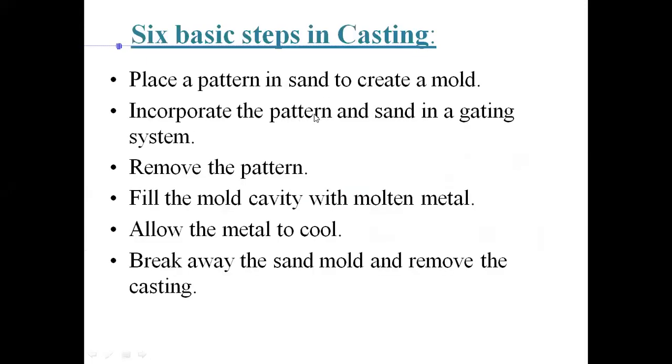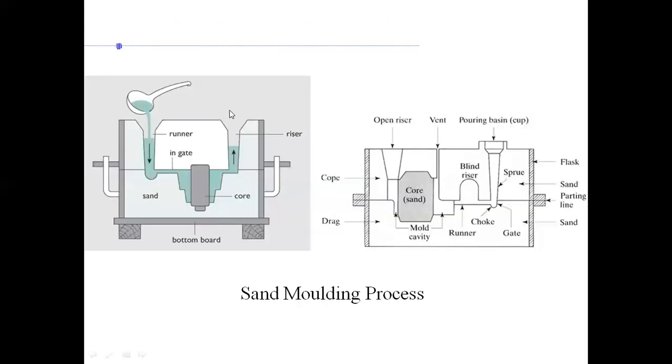So now you'll be able to understand these basic steps better once we have gone through that diagram. That mold cavity is made with the help of a pattern. The pattern is exactly the object that you want as a casting. You can call it a replica, the exact copy of the object that you want to cast. So that pattern will be placed, and then we'll pour the sand, and then that pattern will be removed before pouring the molten metal.